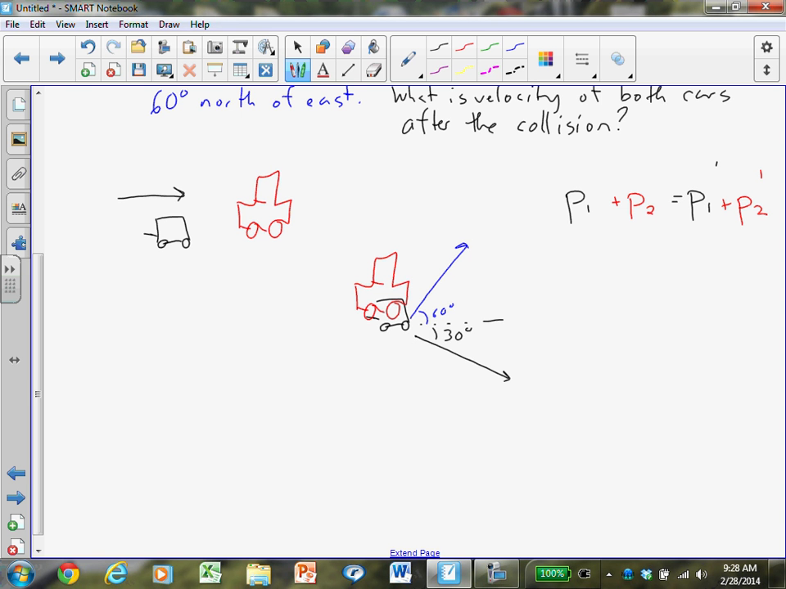Pay attention. How could you not look at a car going by? All right, so what is P1?